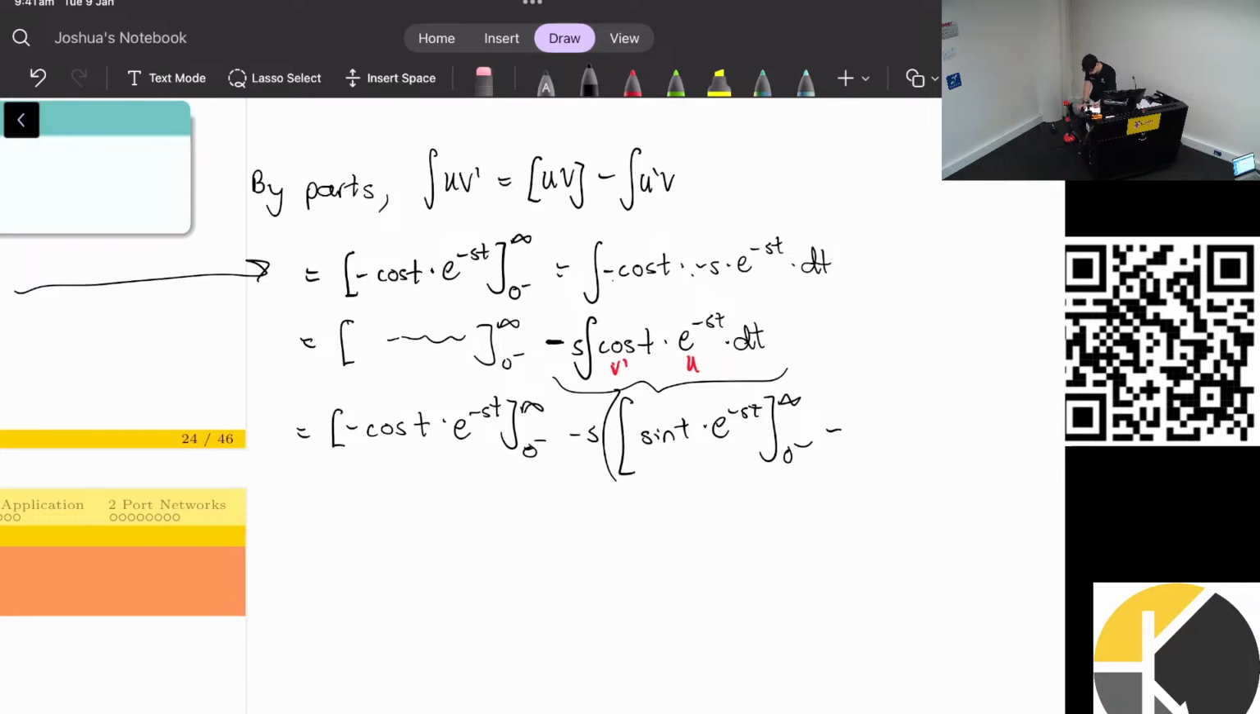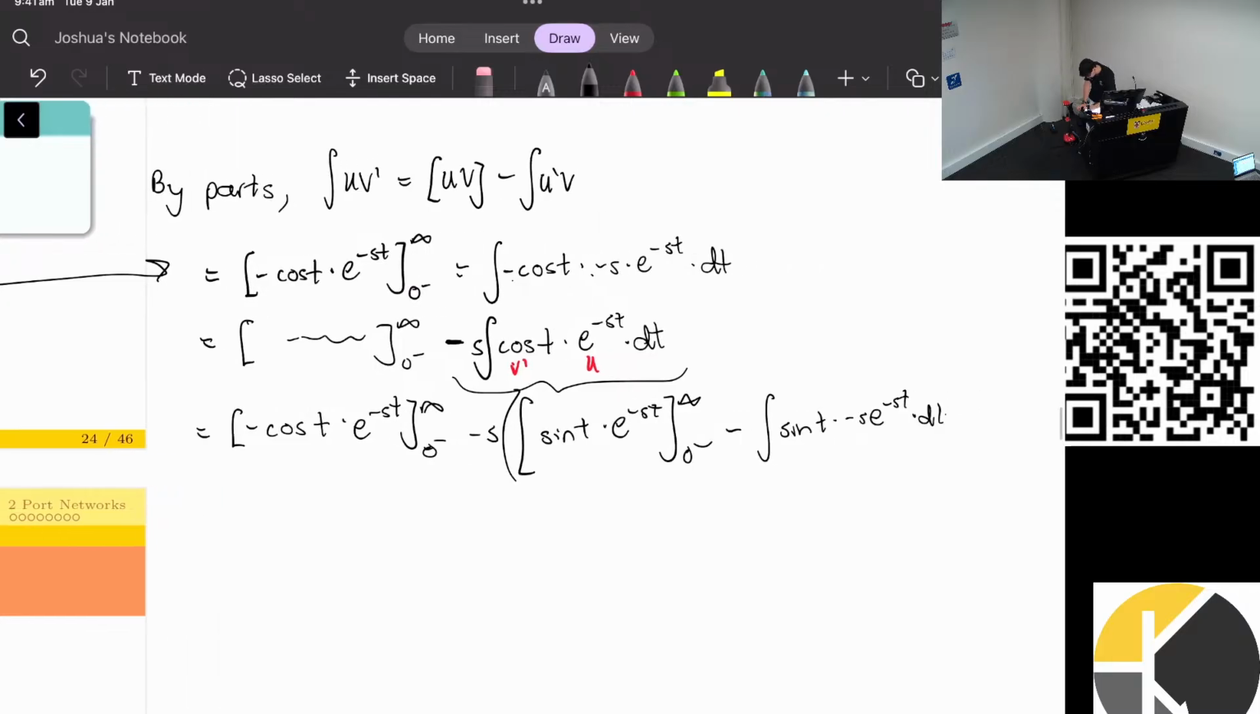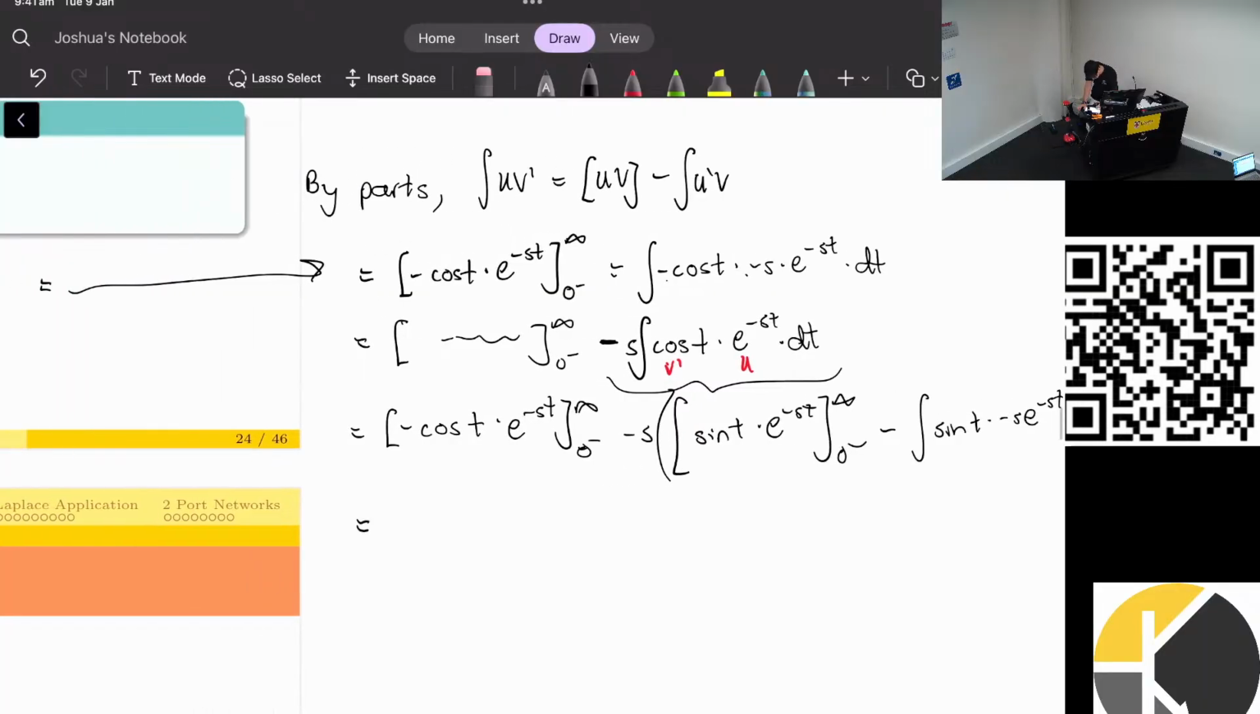And then I'm going to subtract, and then I have to take the derivative of the exponential again. So I'm going to have integral of sine t minus s e to the minus st dt. Okay, now I have to simplify this massive thing. I'll deal with this finally.